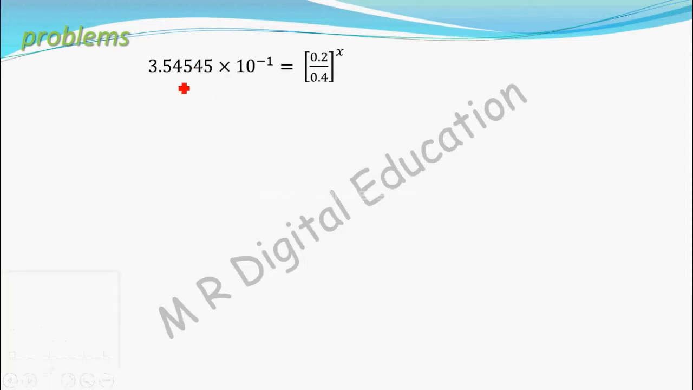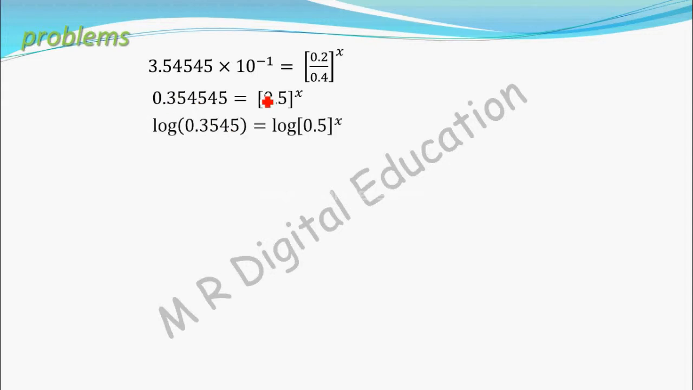When you simplify this, you will get 0.354545. 0.2 by 0.4 is 0.5 to the power x. In order to find x, you have to take log on both sides. Otherwise you can't find x from this. So take log on both sides. Then here log of 0.5 to the power x, how can you write this? x into log of 0.5.